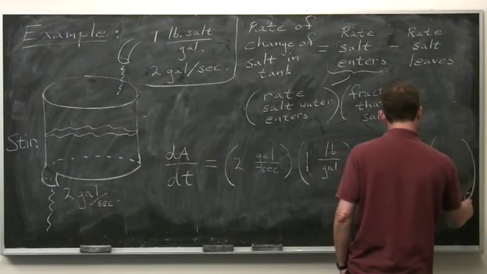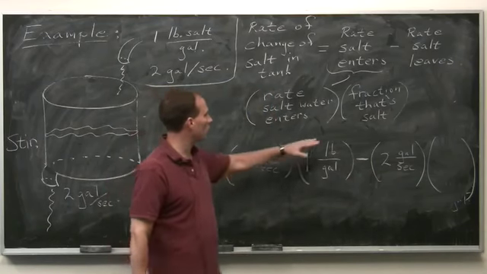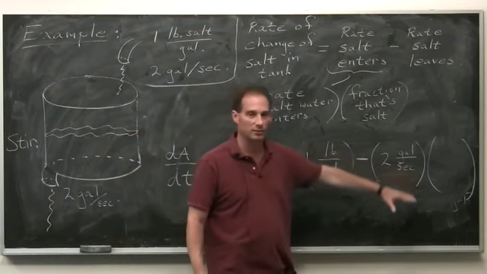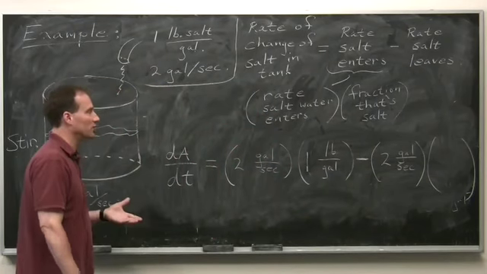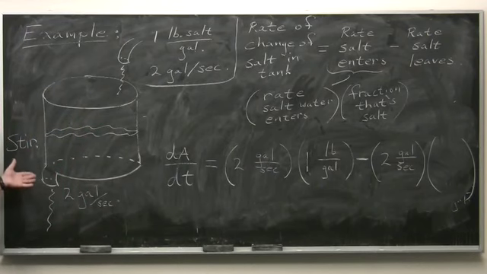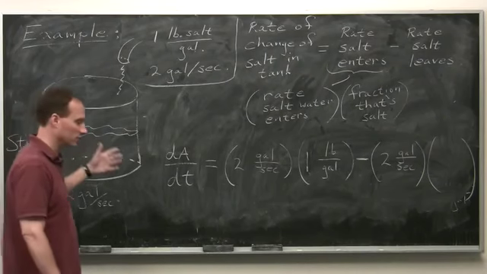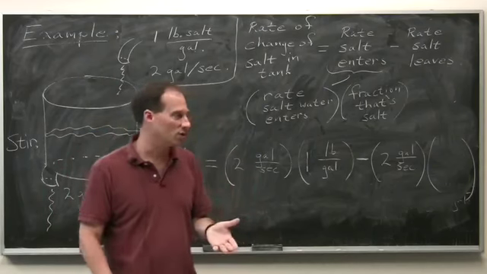Here, what we have to do: the rate at which salt leaves is the rate at which salt water leaves times the fraction of that that's salt. So we need to multiply this by the concentration of the salt water that's leaving. But we don't know that concentration. We're stirring, so the salt water that's leaving has the same concentration as the salt water in the tank, but we don't know the concentration of the salt water in the tank.